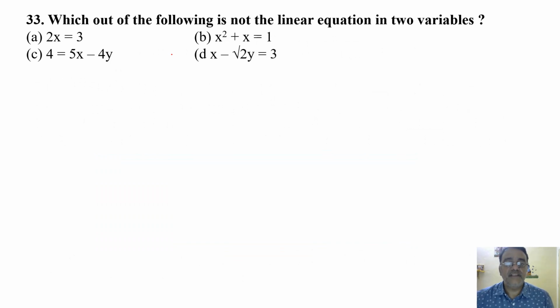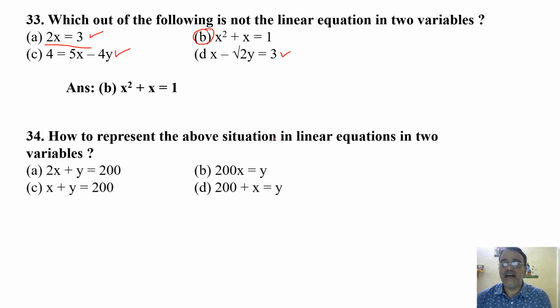First, which out of the following is not a linear equation in two variables? See, 2x is equal to 3. Also we can write 2x plus 0 into y is equal to 3. So this is a linear equation. This is also a linear equation. This is also a linear equation. Only one odd one is there, that is x square plus x is equal to 1, which is not a linear equation because its degree is 2. So the correct answer is B. Option B. Right. So now we are moving toward the next question.